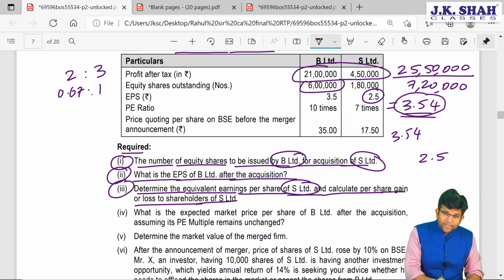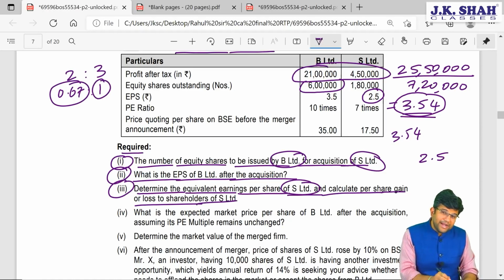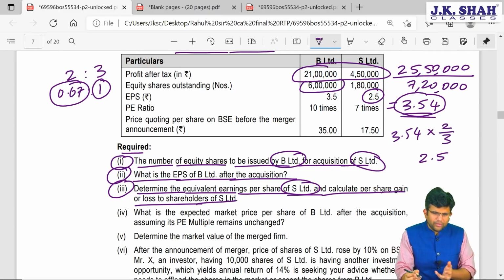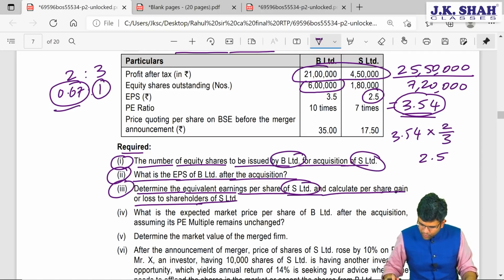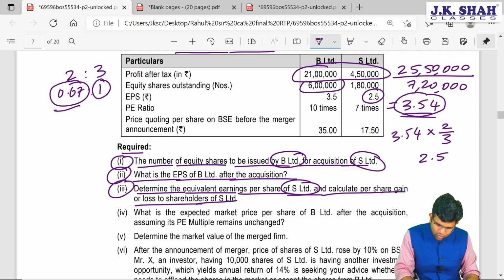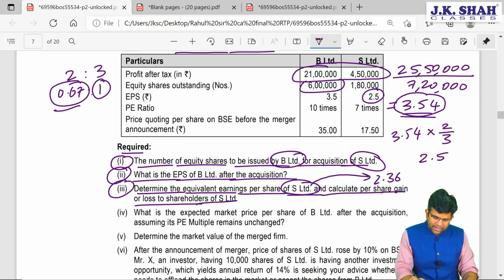So for 1 share, if you're going to get only 0.67 shares, and that share of the acquiring company is going to give you a 3.54 rupees EPS, the equivalent EPS for you would be 3.54 into 2 by 3, or 3.54 into 0.67. 3.54 into 2 by 3, children, this comes to 2.36. Okay, the equivalent EPS is 2.36.